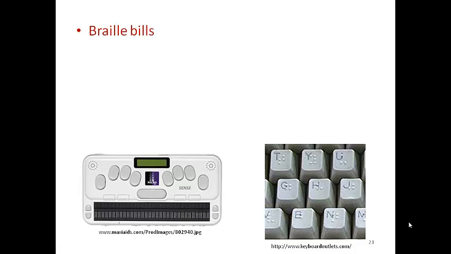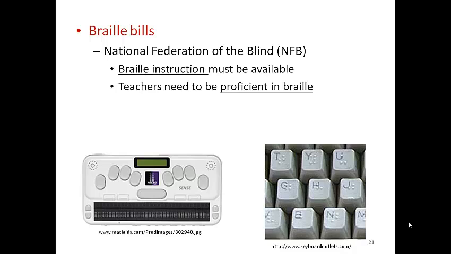Advocates have lobbied for availability of Braille through IEPs, through the Individualized Educational Programs for Students. One such association is the National Federation of the Blind, who have made these recommendations that were passed into bills, and that Braille instruction must be available in schools, and then teachers need to be specially trained to be proficient in Braille.